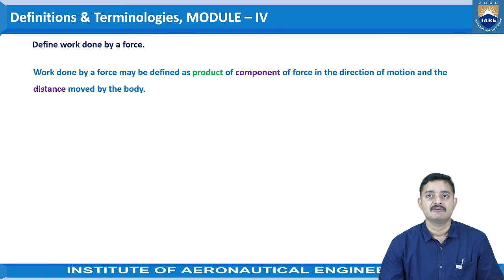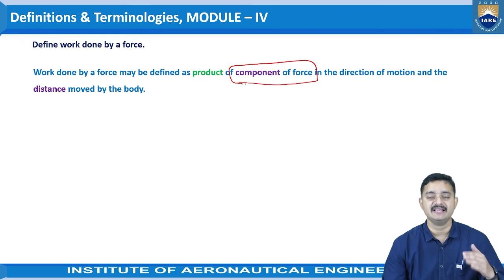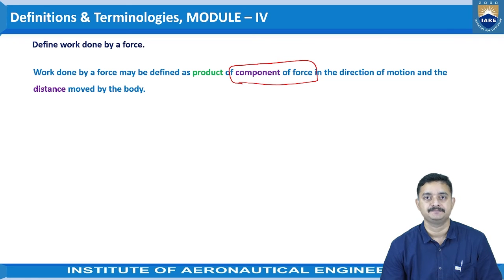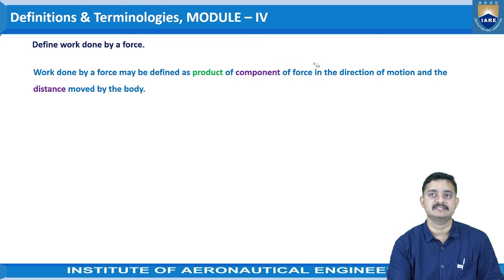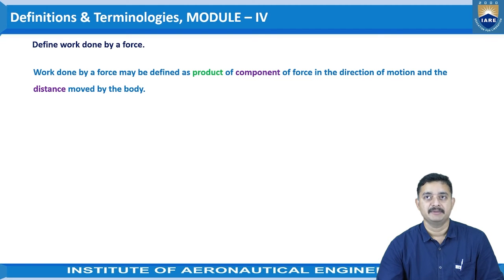So the definition says work done by a force may be defined as the product of the component of force in the direction of motion and the distance moved by the body. The component of force is nothing but the force that makes the object move in that particular direction. In whatever direction the object is moving, the forces acting in that direction are making the object move. Hence, work done by a force is defined as the product of the component of force in the direction of motion and the distance moved by the body.